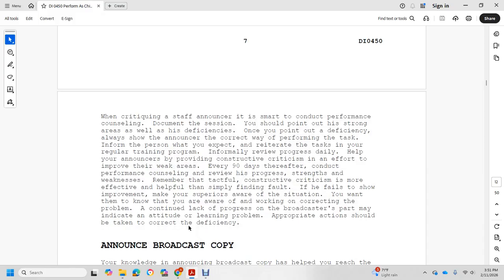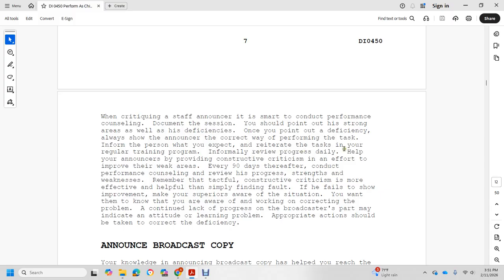While critiquing the staff of the announcer's performance and documenting it in a counseling session, you should point out where the announcer is strong as well as the deficiencies. Once you point out a deficiency, always show the announcer the correct way of performing the task, inform the person, and reiterate the task in the regular training program.